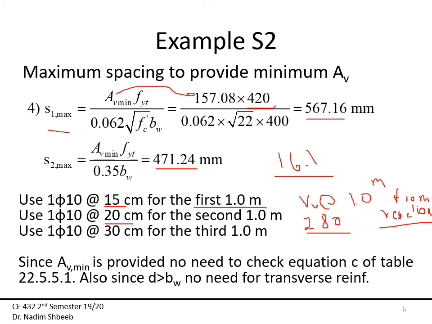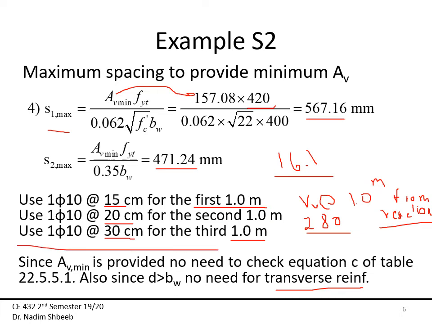All right. So now for the required, or the minimum that we said was until 2.5, we have the minimum, which was D over 2, which was this 30 centimeters. So what is left is like another half a meter. So I just chose to use 30 centimeters for the last meter as well. So that will cover both the minimum and the area that I'm not required to provide any shear reinforcement. So by doing so, I really need not check equation C, because I'm already providing a minimum area of steel. Also, I don't need to have any transverse reinforcement because D is larger than my B web.